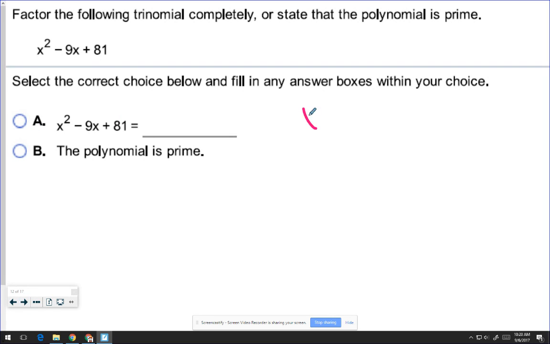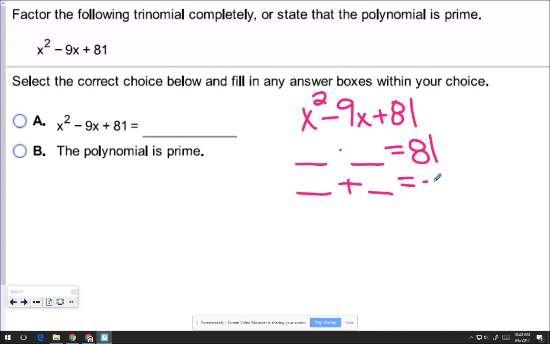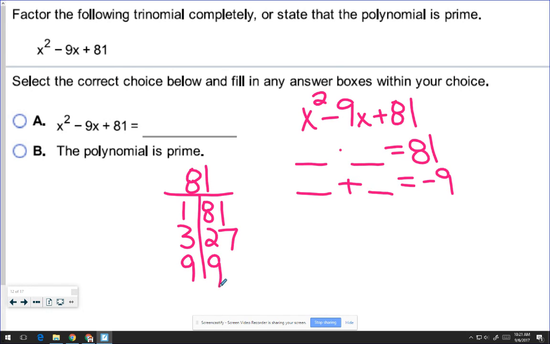Okay, on this one, nothing goes into those 3 terms GCF-wise. So we're looking for 2 numbers that multiply to 81 and add to -9. 81 would be 1 and 81. That adds to 82. 3 and 27 adds to 30. 4 doesn't divide it, 5 doesn't divide it, 6 doesn't divide it. We end up with 9 being the next one, and it's 9 and 9. Since there are no numbers that meet these requirements, it's going to be prime.